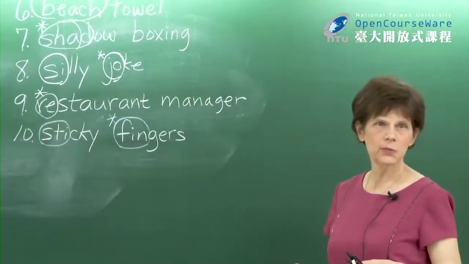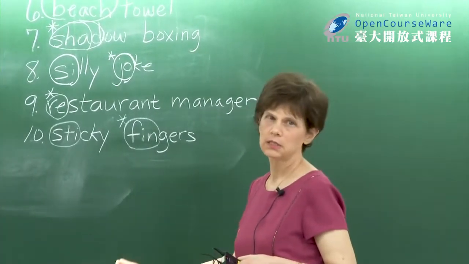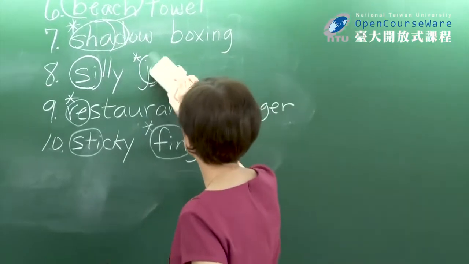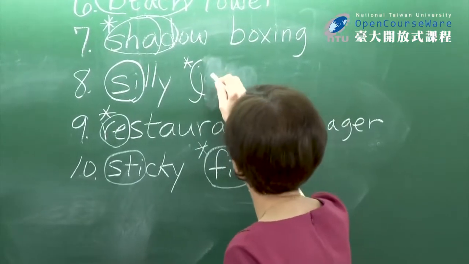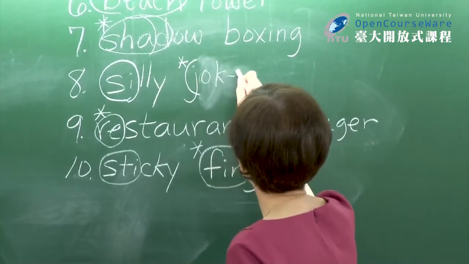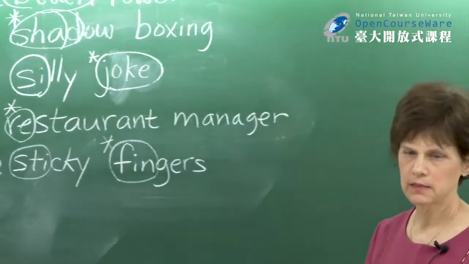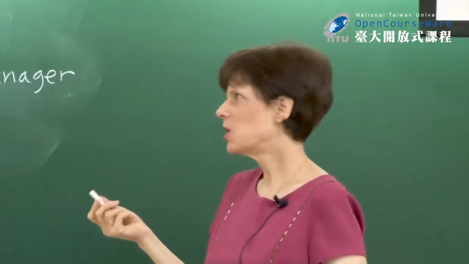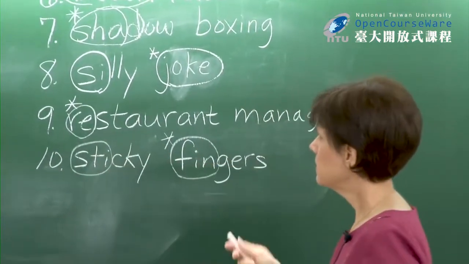You read it correctly, but what's wrong here? How many syllables in joke? One. So this is wrong. Almost right, but not right. Because we have to circle the whole word, it has only one syllable. Let's try reading it again. Silly joke. Silly joke. Silly joke. Okay. All right, number nine.